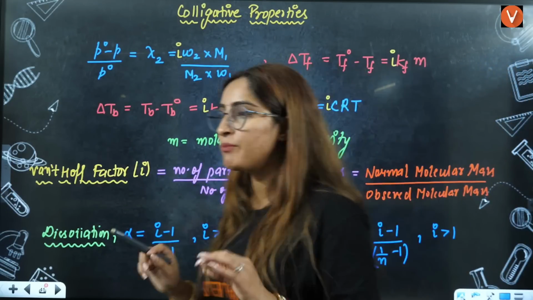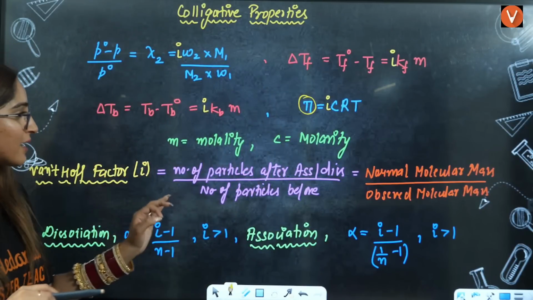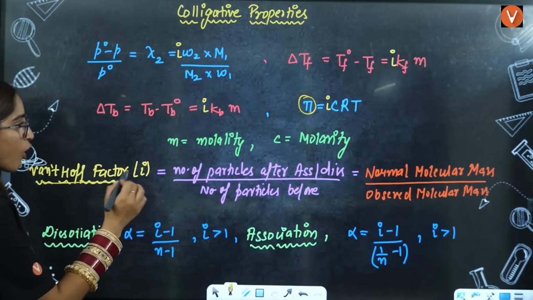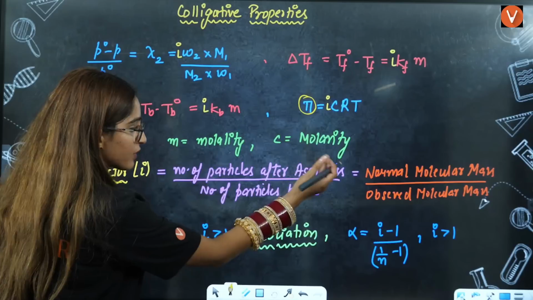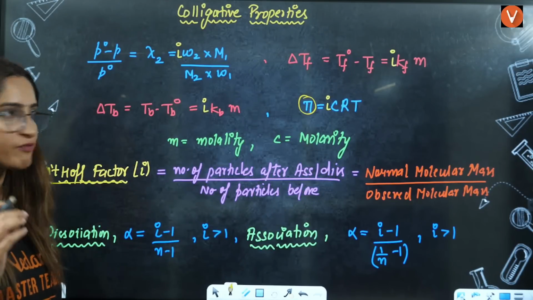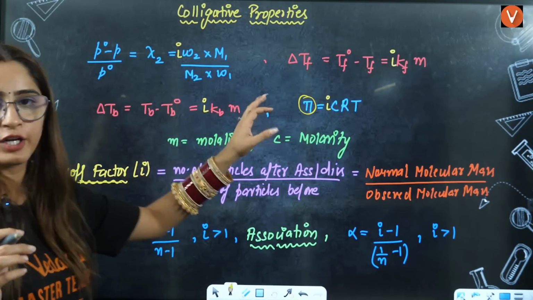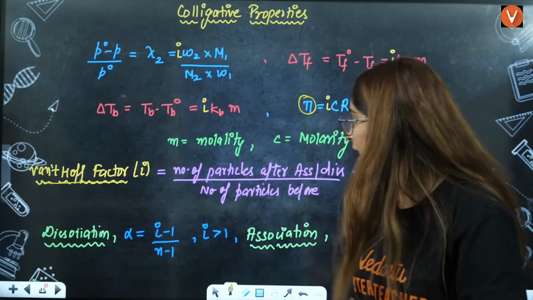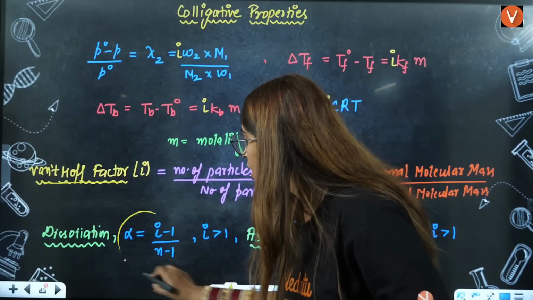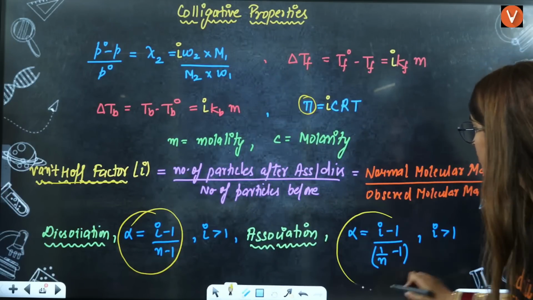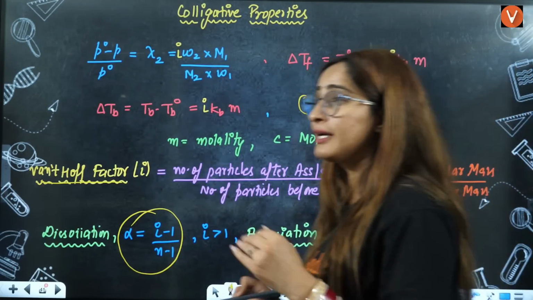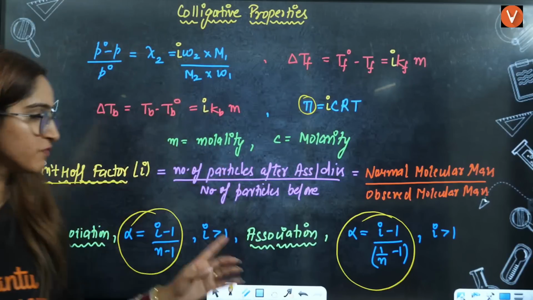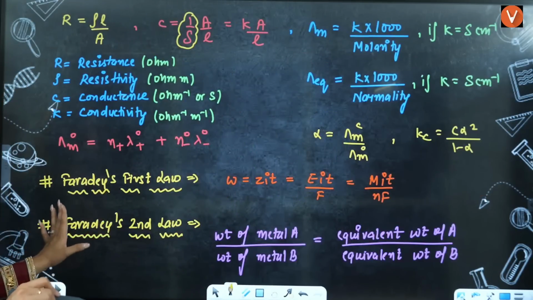Molarity, I have already told you in the starting, right? Now, what is the van 't Hoff factor? That is the number of particles after association divided by the number of particles before. For a non-electrolyte, the van 't Hoff factor will be 1. But for electrolytes, you should use this formula for dissociation and this formula for association. The degree of dissociation and association will be given to you in the question only.